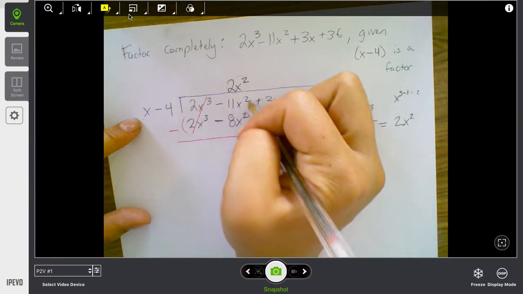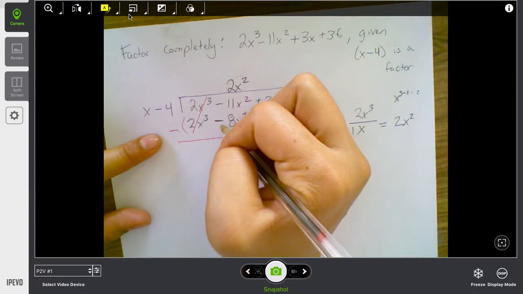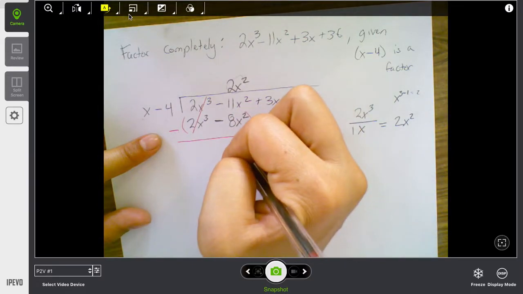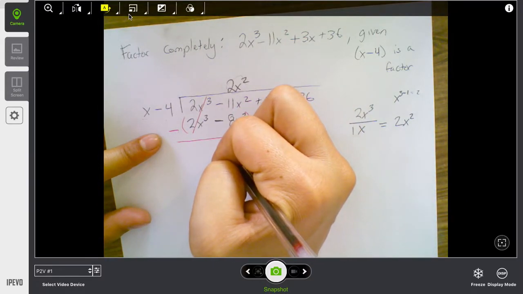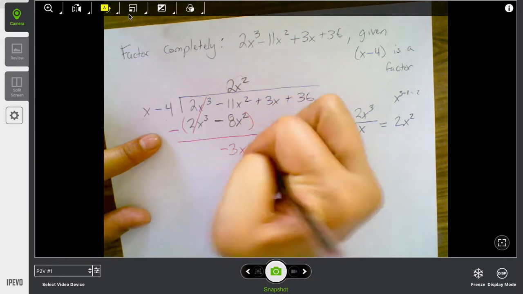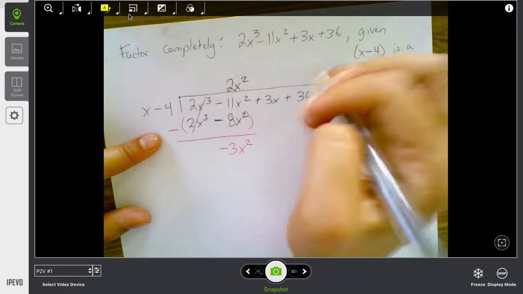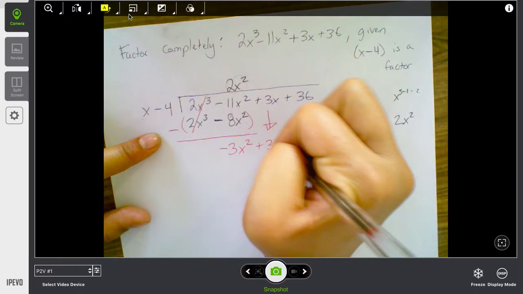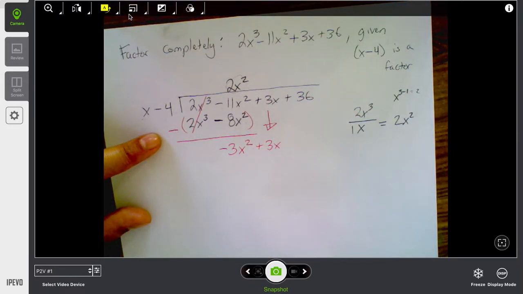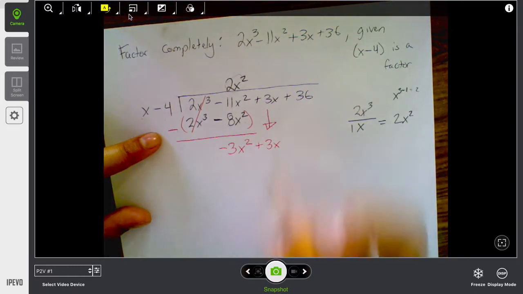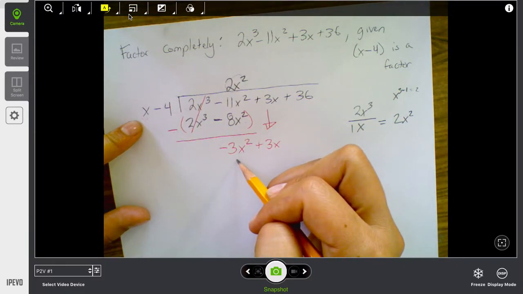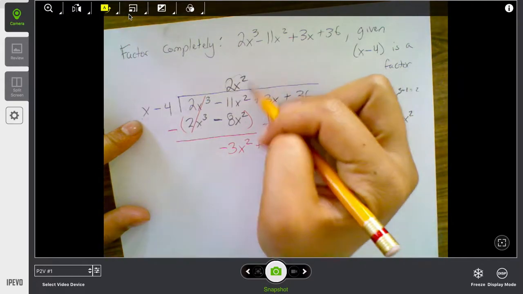Negative 11x squared minus negative 8 is like saying negative 11 plus 8. So negative 11 plus 8 is, let's see, negative 3x squared. So I'm done here. I'm going to pull down the next term, which is plus 3x. And then I'm going to do it all over again. I'm looking at what can I multiply with x to get negative 3x squared. And whatever that is, I'm going to put here.